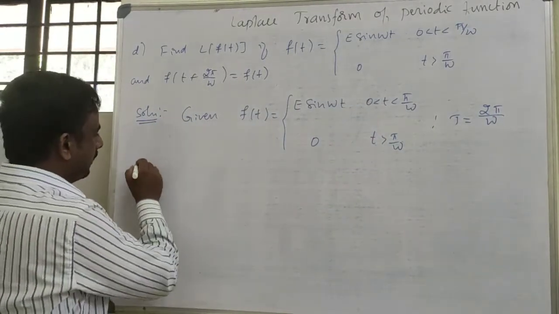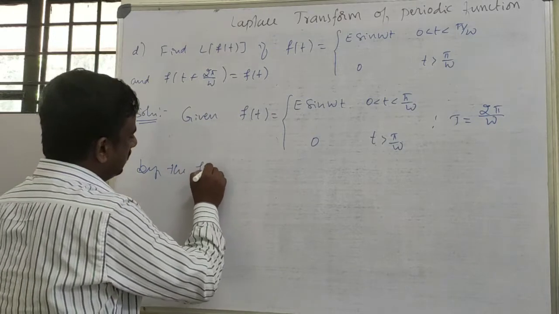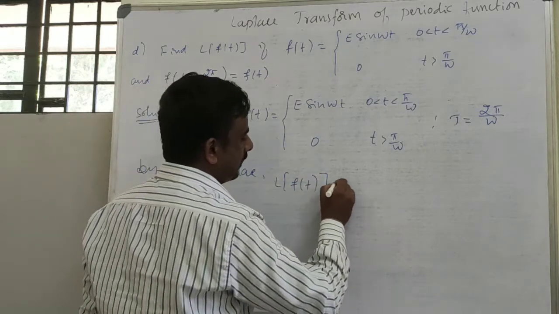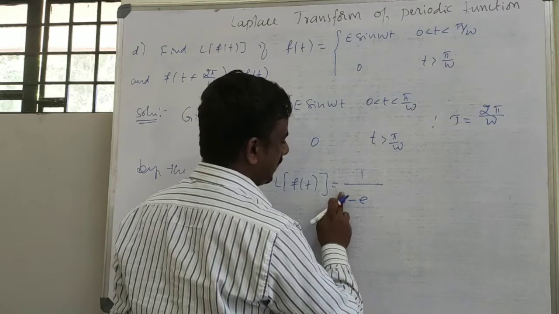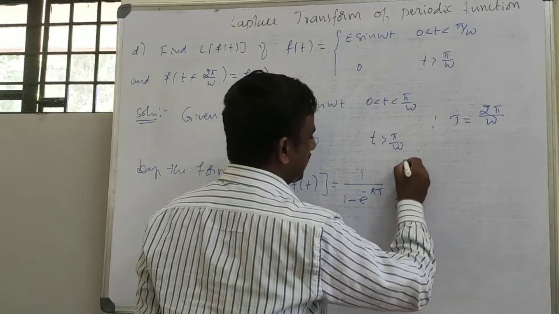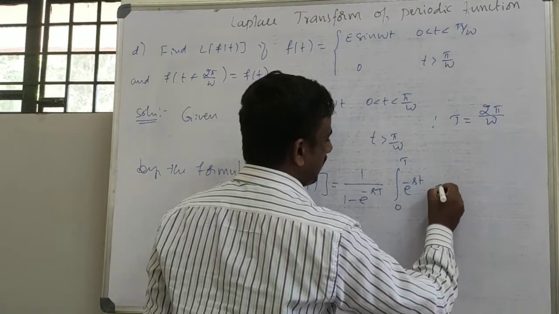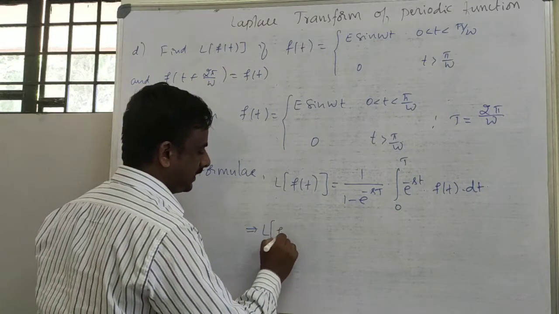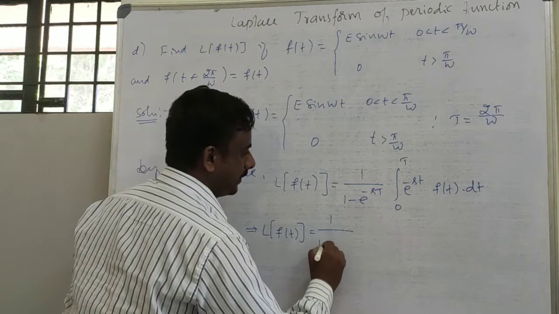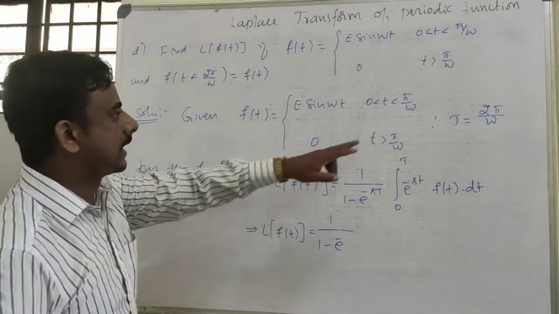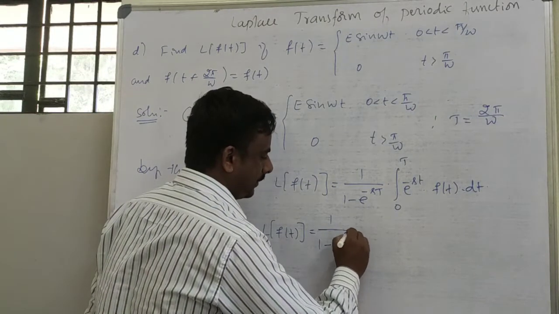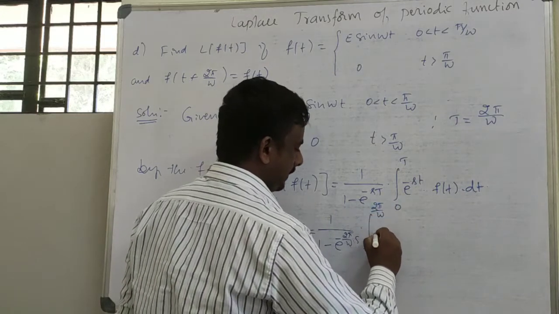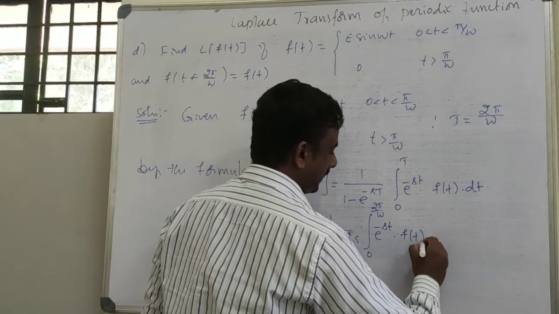Then by the formula, Laplace transform of f of t equals 1 divided by 1 minus e power minus s capital T, into integral 0 to capital T of e power minus st f of t dt. So substituting for capital T, L of f of t equals 1 divided by 1 minus e power minus 2 pi by omega s, into integral 0 to 2 pi by omega of e power minus st f of t dt.